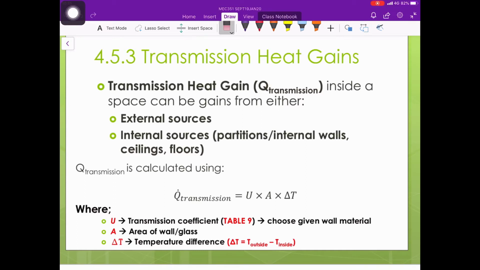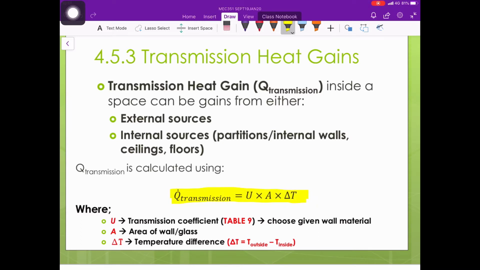Subchapter 4.5.3: Transmission heat gain. Transmission heat gain inside a space can be gained from external sources and internal sources such as the partitions, internal walls, ceilings, and floors.